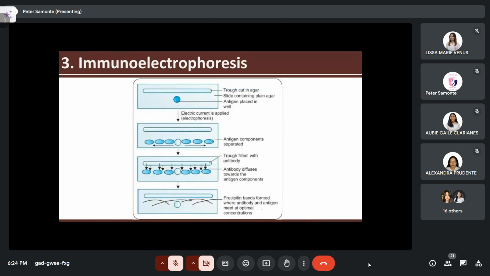So yan siya. So this is the step para mas maintindihan nyo pa. Trough would be cut in an agar. There would be the slide containing plain agar. Antigen would be placed in a well. Then you apply electric current. So pag in-apply mong electric current, masiseparate yung antigen source nyo dun sa serum. They would be separated in different components. Then you fill the trough with antibody. Antibody would diffuse towards the antigen component. Precipitin bands would form where antibody and antigen meet at optimal concentrations.